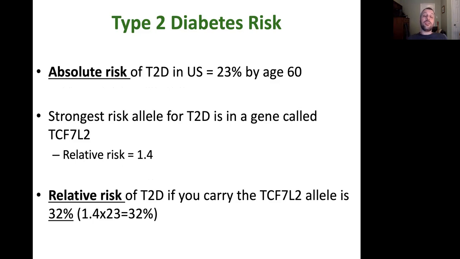The strongest genetic risk allele for type 2 diabetes is a gene called TCF7L2. It's actually a transcription factor. Make of that what you will.